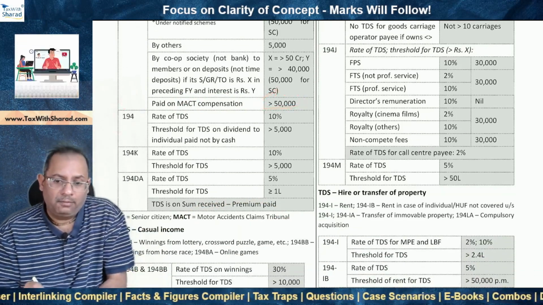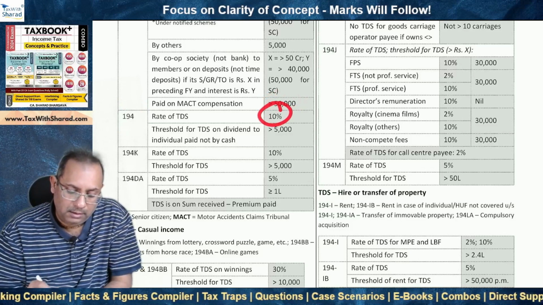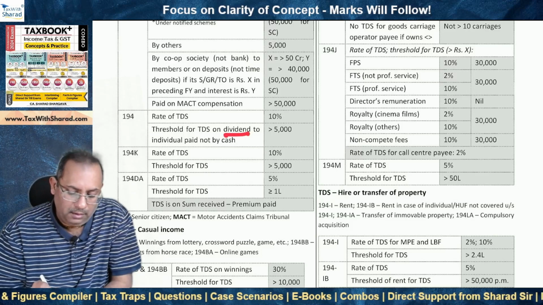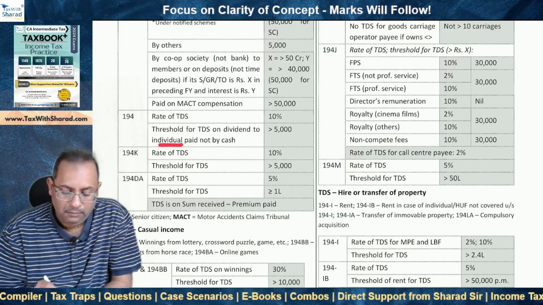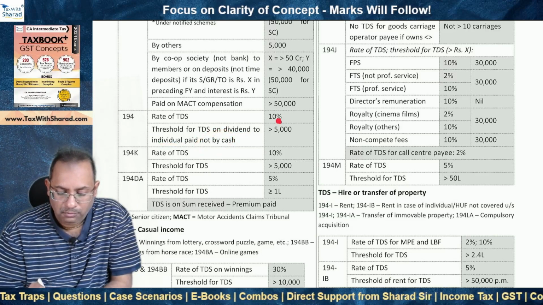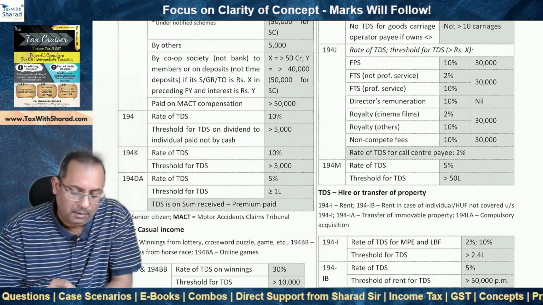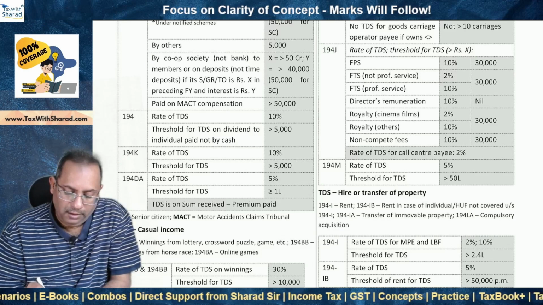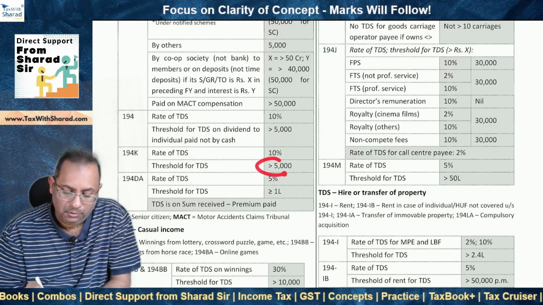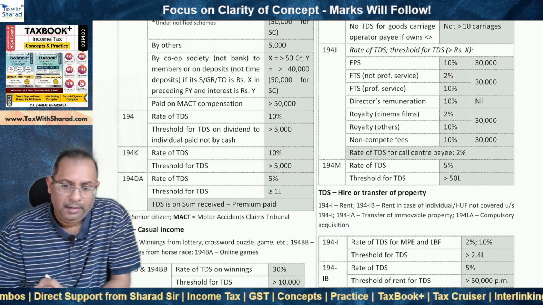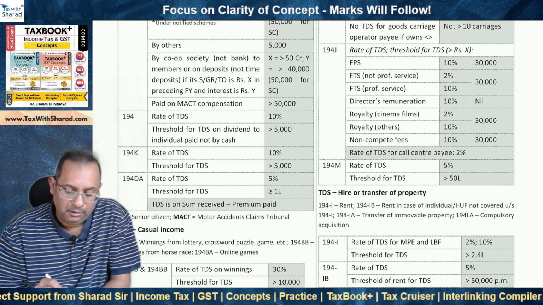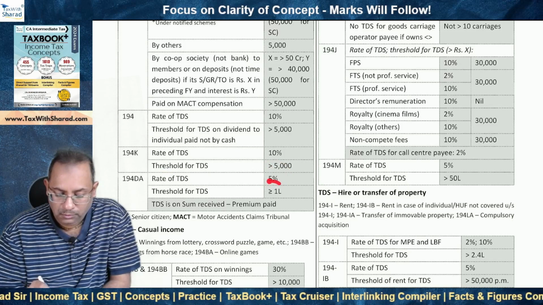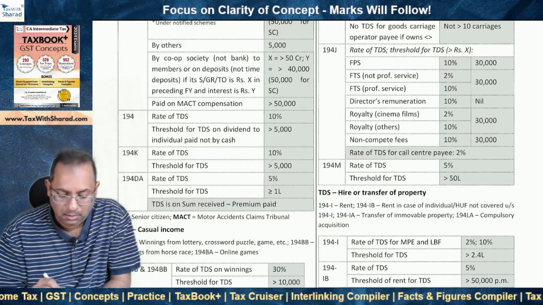Section 194, dividend. The rate of TDS is 10% and threshold for TDS in case of dividend to an individual which is paid not by cash is more than 5,000. 194K is income from units and rate of TDS is 10%, threshold for TDS is more than 5,000. 194DA is life insurance policy proceeds which are taxable. Rate of TDS is 5% and threshold for TDS is 1 lakh or more, and TDS is on what sum?